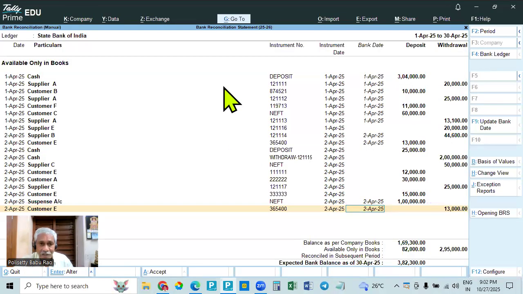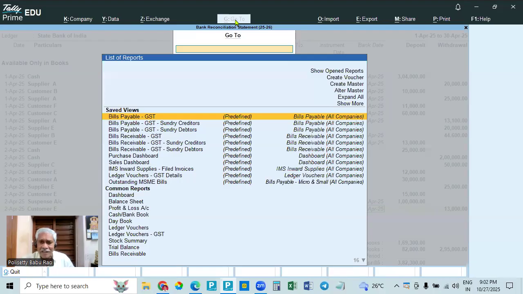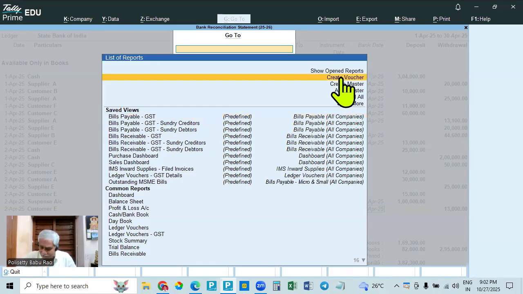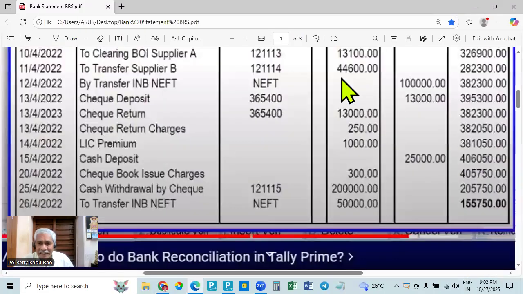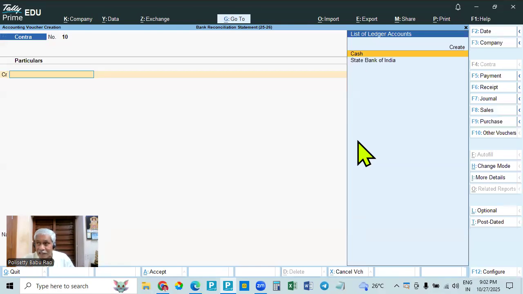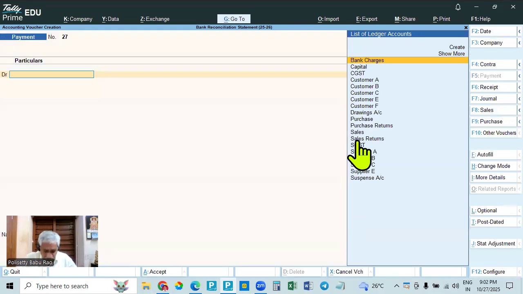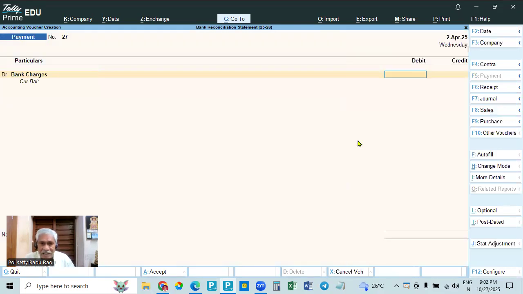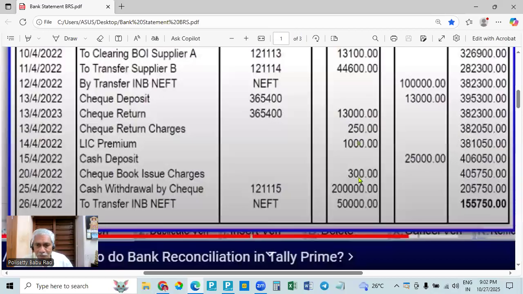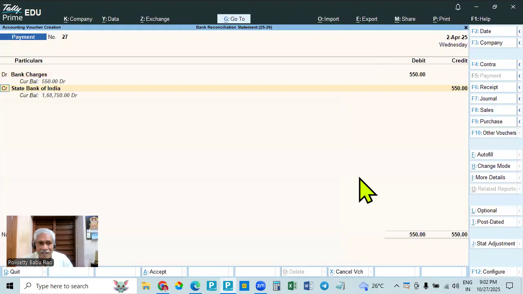So again, it is available in the bank, but not available in our book. So we have to make the entry. We can make the entry immediately because we can see it from the bank. What is the entry? Bank charges means debited in the bank. We have to pay it to the bank. That is the bank charge. Enter the payments, so debit bank charges. What is the amount? 250 plus 300, 550 bank charges.